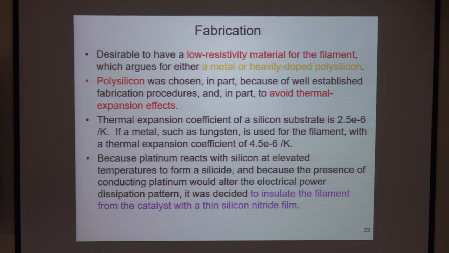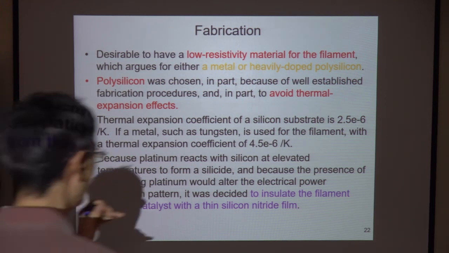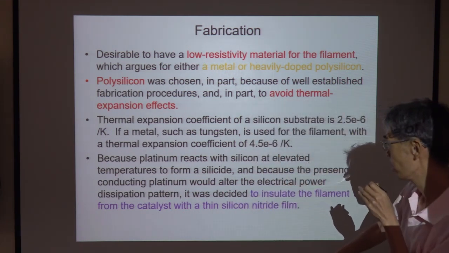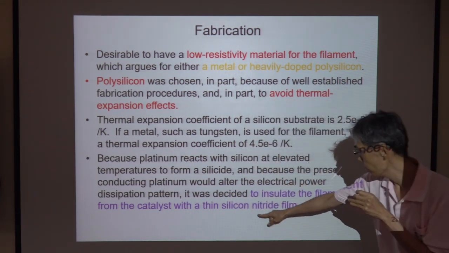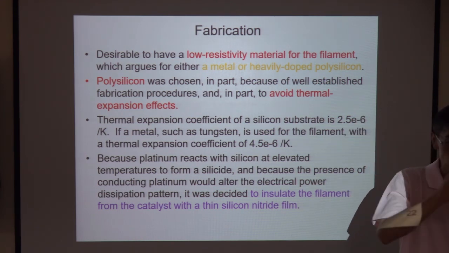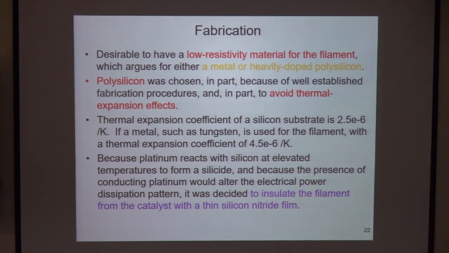And this insulator should have low... Insulator means it's not a conductor. So we select silicon nitride. So on polysilicon, we deposit silicon nitride. Silicon nitride is an insulator to avoid the direct contact between the platinum and polysilicon. Okay.